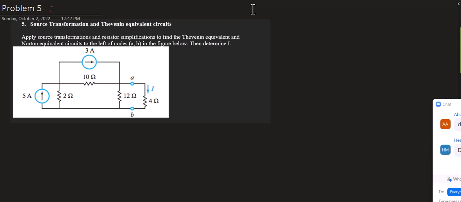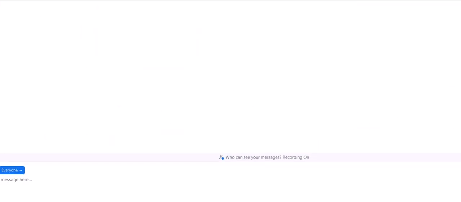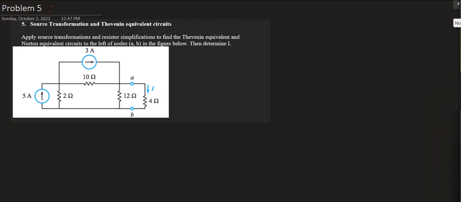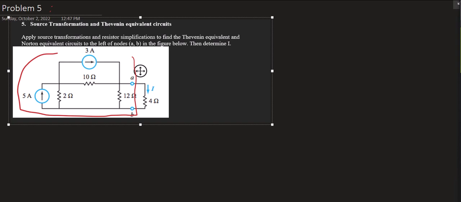Okay, so this next one is a Thevenin equivalent, and it also uses source transformations again. So practice that a little bit. It says to use source transformations and resistor simplification to find the Thevenin equivalent and Norton equivalent circuits to the left of nodes A, B in the figure below, then determine I. So we're looking for the Thevenin equivalent of this part of the circuit.